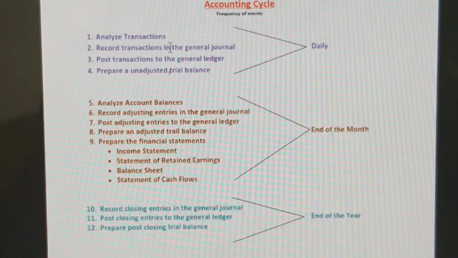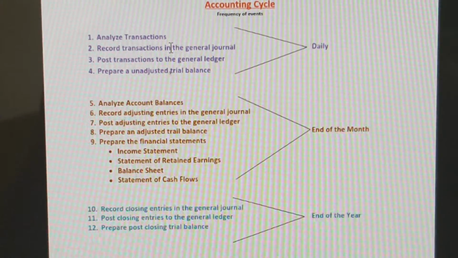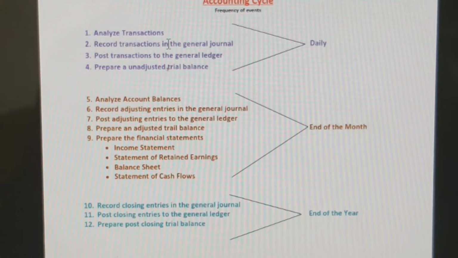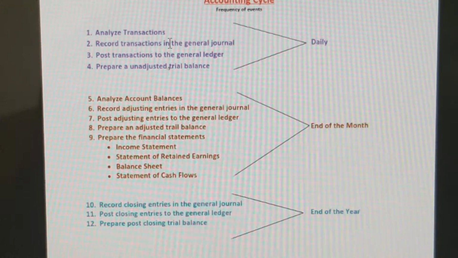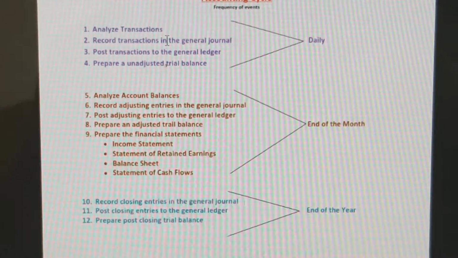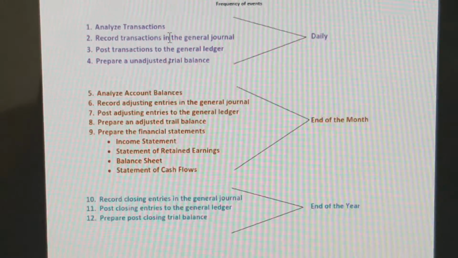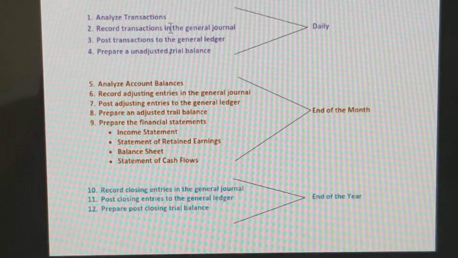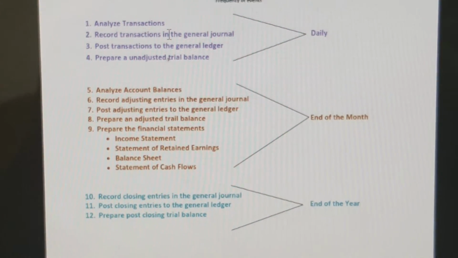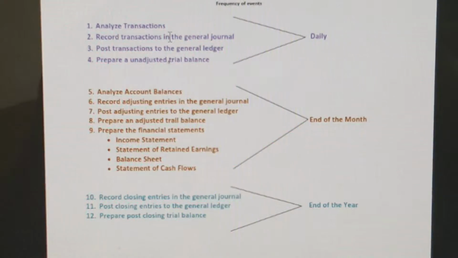So we're going to prepare our financial statements in this order. Our income statement, which is our revenues minus our expenses, which is going to give us our net loss or our net income. We will use that amount to prepare our statement of retained earnings. Our statement of retained earnings is going to show us the change in retained earnings for a given period of time. So we're going to start off with our beginning retained earnings balance, plus or minus our net income or net loss, less our dividends, which gives us our ending retained earnings balance.